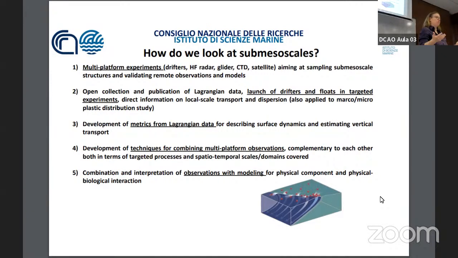With the collected data, we develop metrics that help us to describe in quantitative terms the properties of the submesoscales. And we also develop techniques to try to merge all these observations. In the end, models also help us to interpret the results that we find, and in order to improve our knowledge of the dynamics of the ocean.